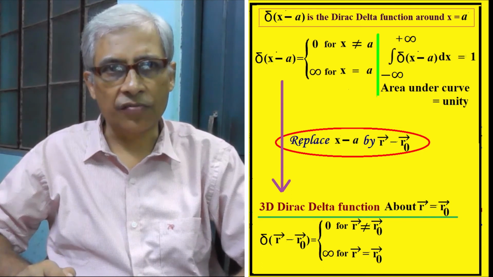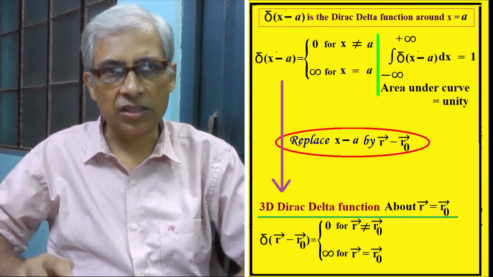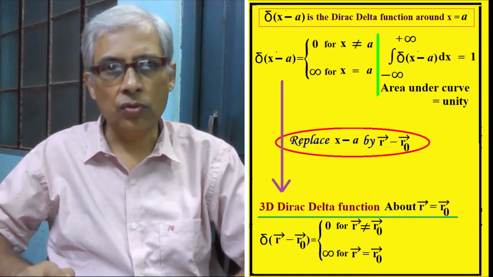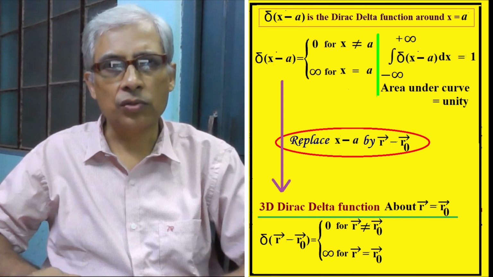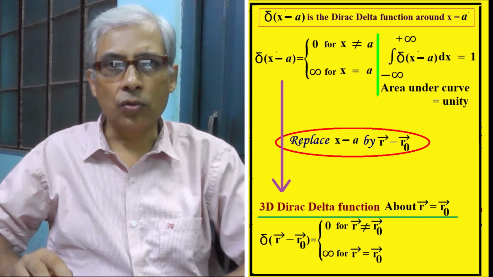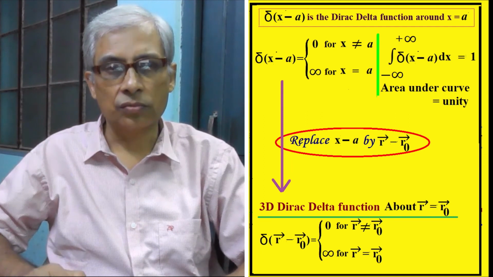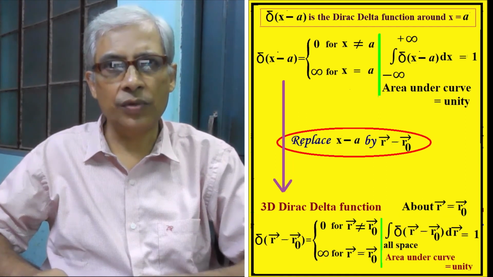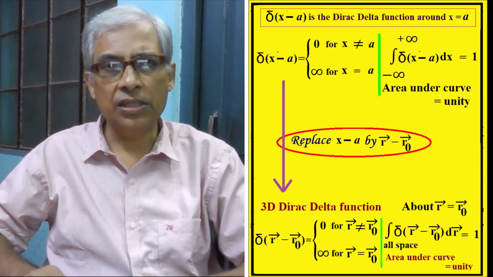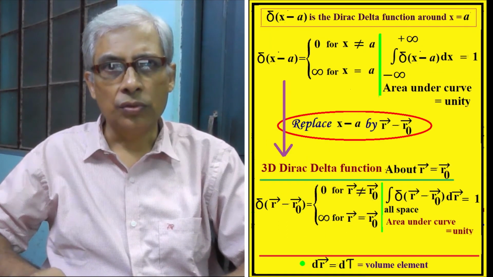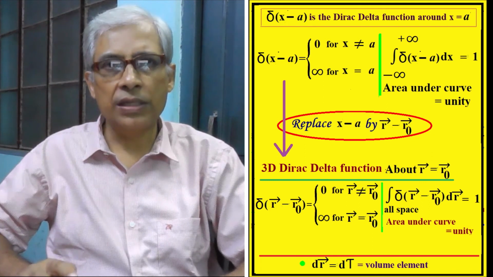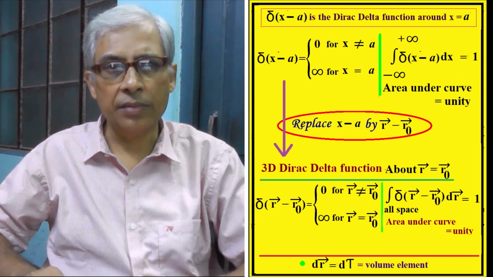Dirac delta function of vector r minus vector r0 is 0 for vector r not equal to vector r0, and it goes to infinity for vector r equal to vector r0. And this occurs in such a way that the area under the curve is unity, integration being carried over all space. Here too, d of vector r is actually d of tau, that is the three-dimensional volume element.